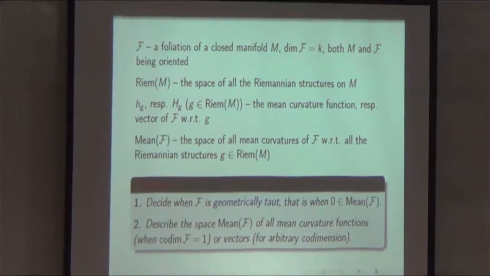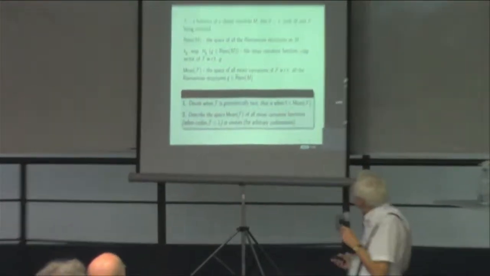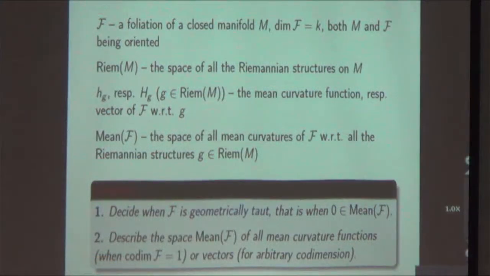So the setting is more or less the following: we have a foliation of a closed manifold of given dimension, everything oriented, therefore the foliation is oriented and transversely oriented at the same time. By Riem of M we denote the space of all Riemannian structures. Given g, a Riemannian structure, we denote by either small h or capital H the mean curvature function or vector. The mean curvature vector is defined in any codimension. The mean curvature function is defined only in codimension 1. So Mean of F is the space of all the mean curvatures of F with respect to all the Riemannian structures on our manifold M.